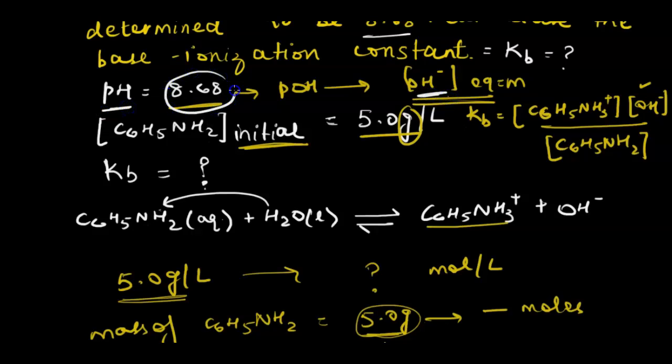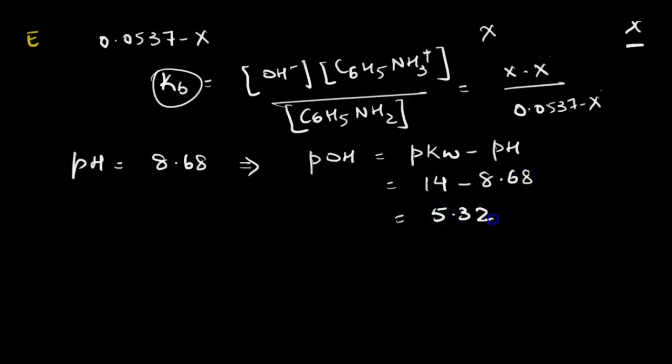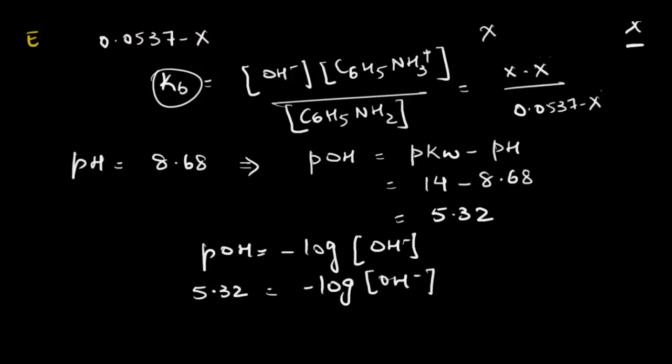So pH is 8.68. We would use this pH to get the value of pOH, that is equal to pKw minus pH, which is 14 minus 8.68, that is equal to 5.32. Once we know the value of pOH, we can put it in the formula of pOH to get the concentration of OH negative ion. This is 5.32 equals minus logarithm of OH negative ion.